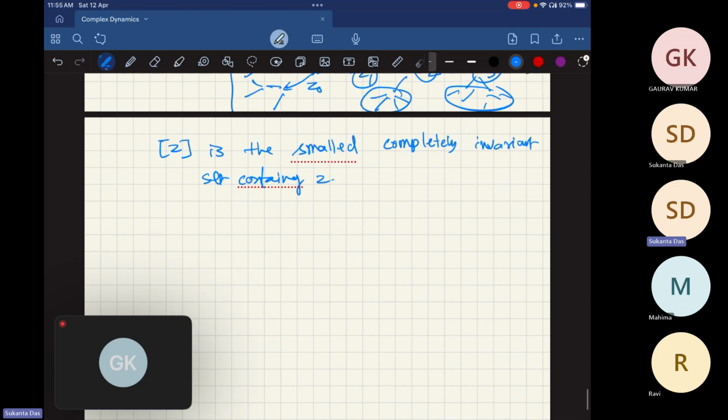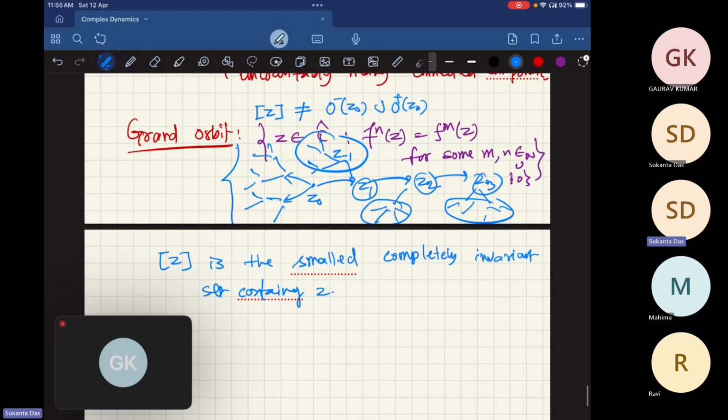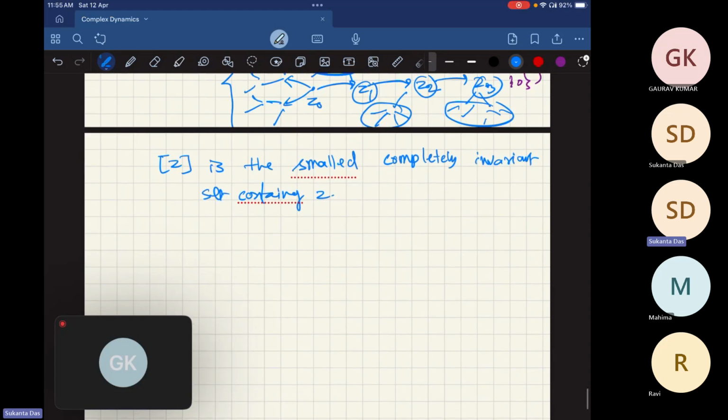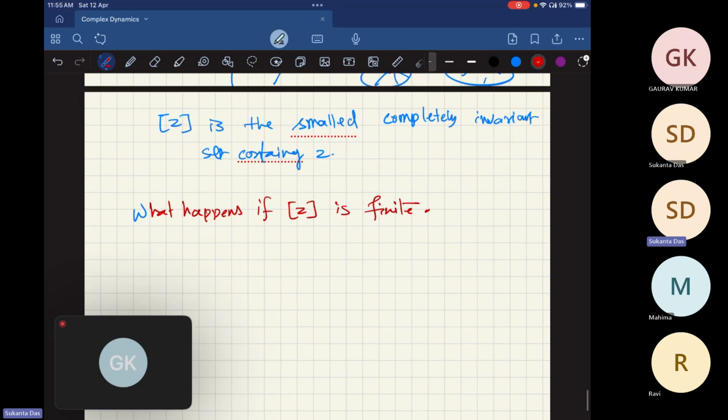Now, what happens if this set is finite? If there are such points for which the grand orbit is finite, we will call those points exceptional points.